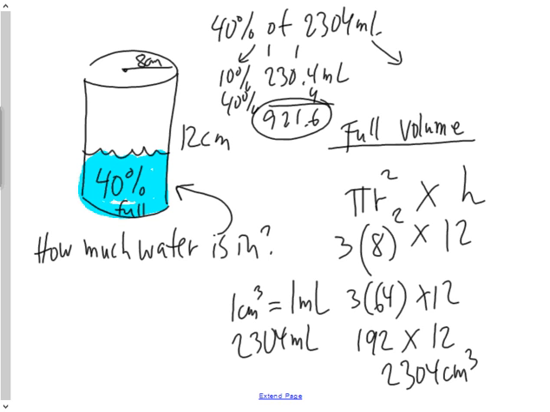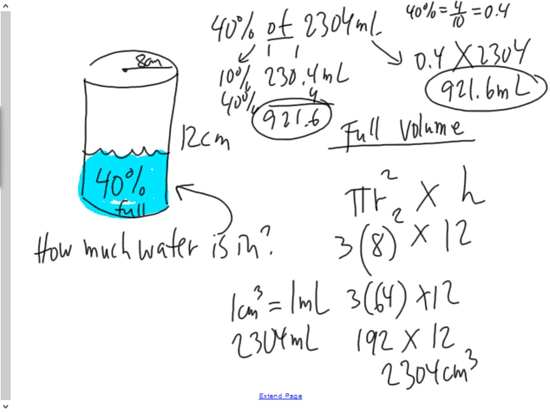Alternatively, you could think of 40% as being 4/10 or a decimal 0.4. And 40% of means multiplication. Then 0.4 times 2304, use your calculator, and you would get the same answer of 921.6.